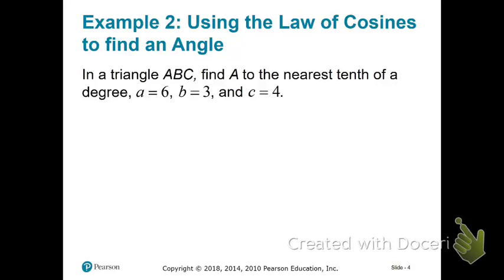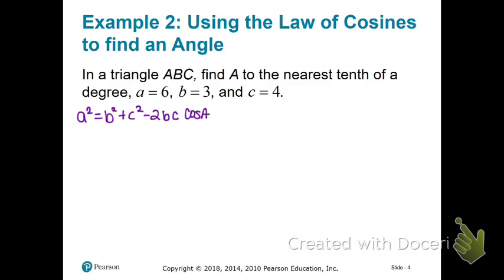All right, so in example 2, it says in a triangle ABC, find angle A to the nearest tenth of a degree. And it gave us that side A is 6, side B is 3, and side C is 4. We're after angle A, and so when we look back at those formulas, we have one that has angle A in it, and it tells us that A squared is equal to B squared plus C squared minus 2BC cosine of angle A, right?